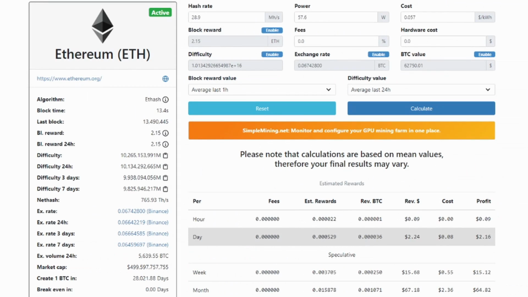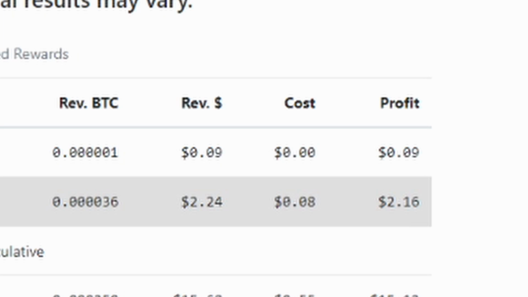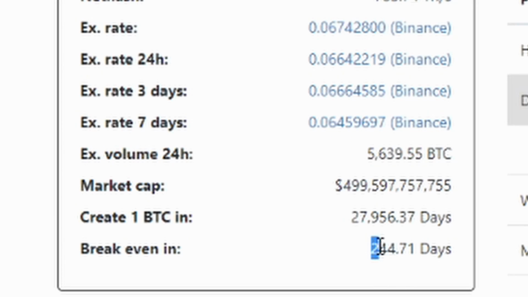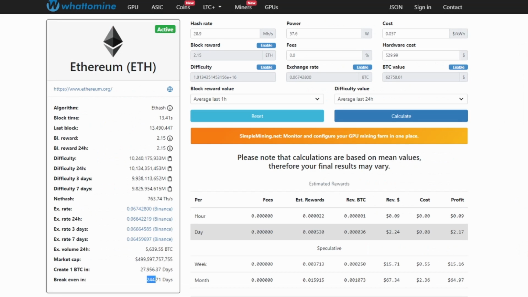And when we come down here and dive into Ethereum, you can see that our revenue per day is $2.24 with an 8 cents per day cost and expense. That's nuts. Giving us a total of $2.16 profit per day. Unreal. Now, if we go up here and put in our hardware cost, which was $529.99, and we hit calculate, it is going to take us 244 days to break even, which anything under a year is phenomenal. I go after it, no problem. And yeah, this puts us in phenomenal standing. I am in love, guys, with the Sapphire Pulse 6600.